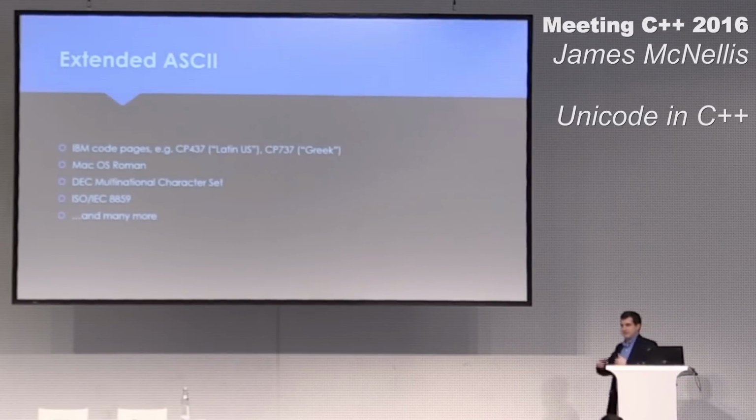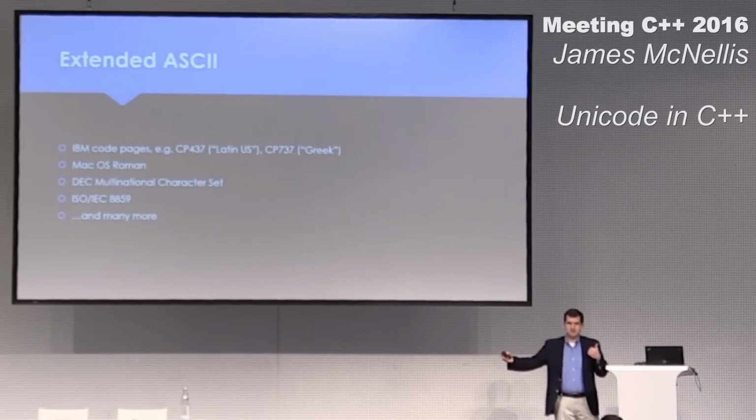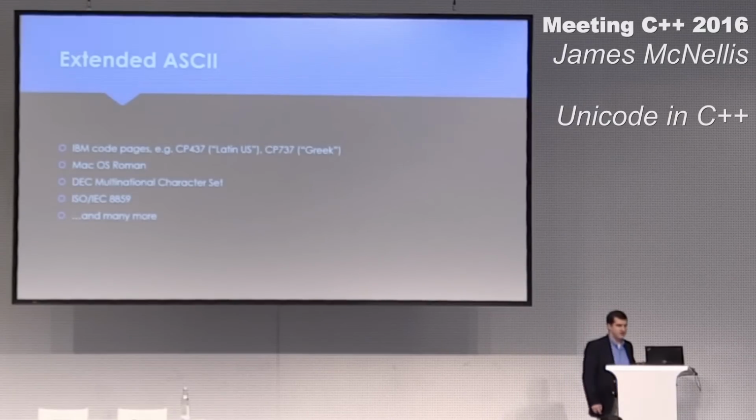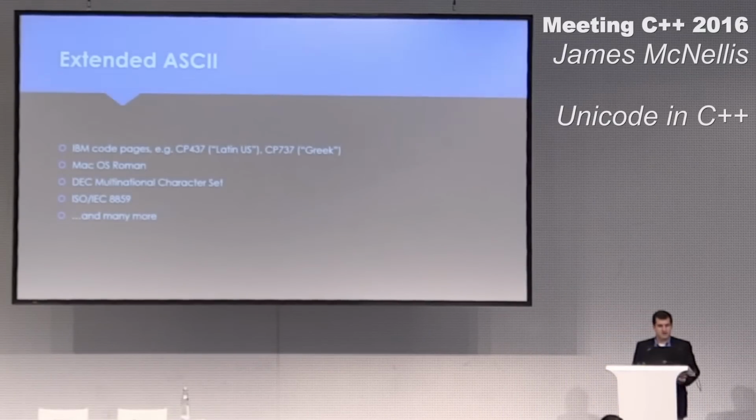And so we can use those extra 128 code points at the high end of the single byte range to represent more characters. And so these are a bunch of extended ASCII code pages. So the IBM code pages, there's a bunch of them. Mac OS had a Roman code page and others like that.